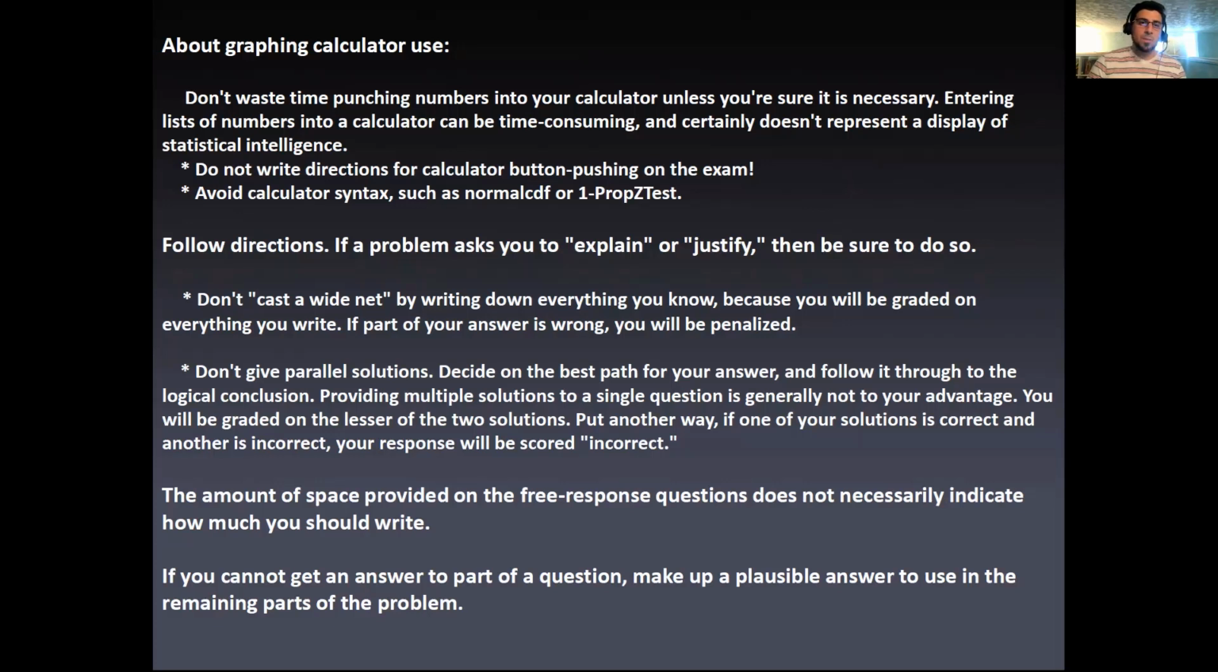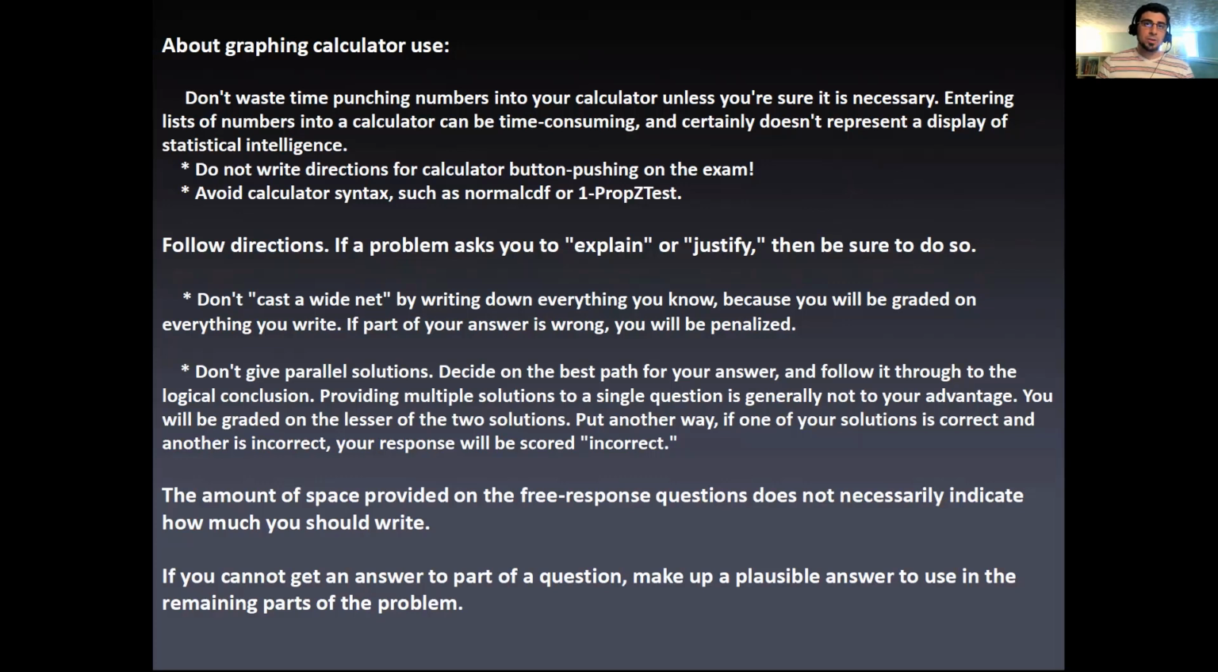We talked a little bit ago about parallel solutions. So decide on the best path for your answer and follow it through to the logical conclusion. If you provide multiple solutions to a single question and one of those solutions is correct, one of those solutions is incorrect, your response will be scored based on the incorrect solution.